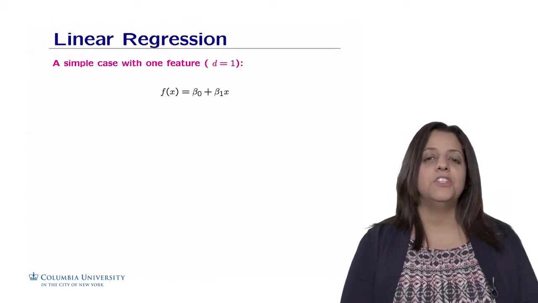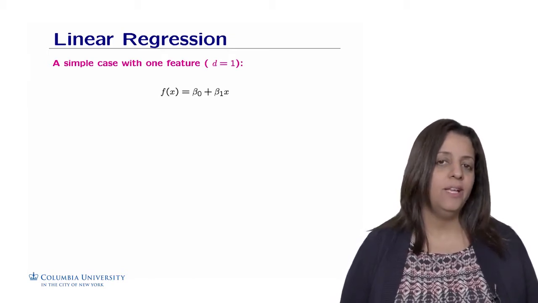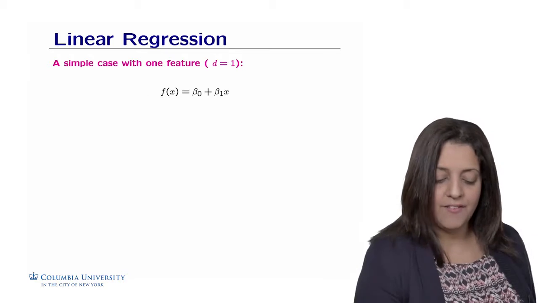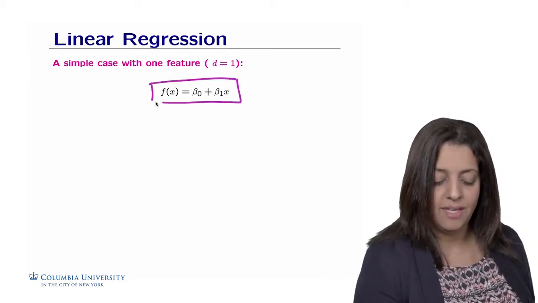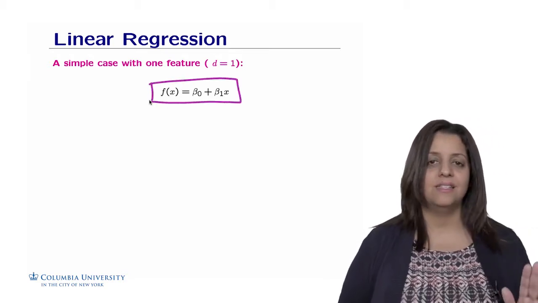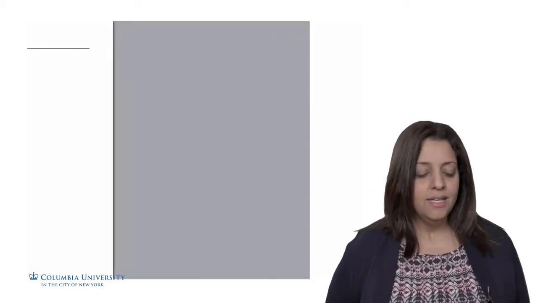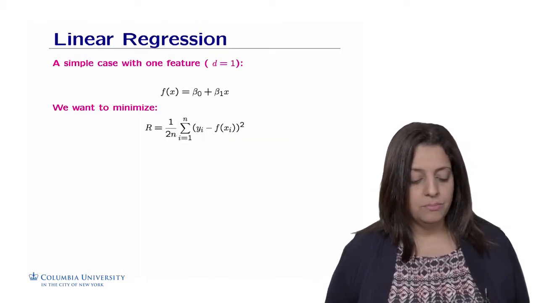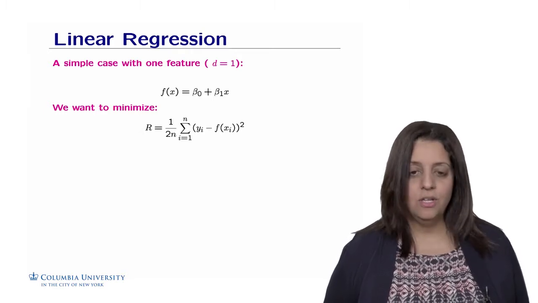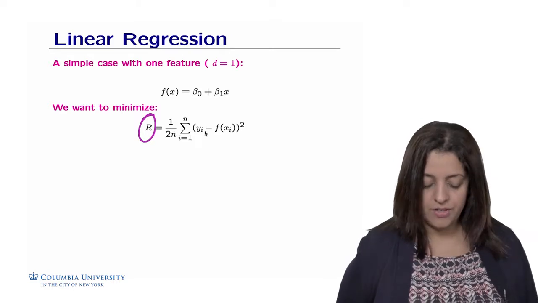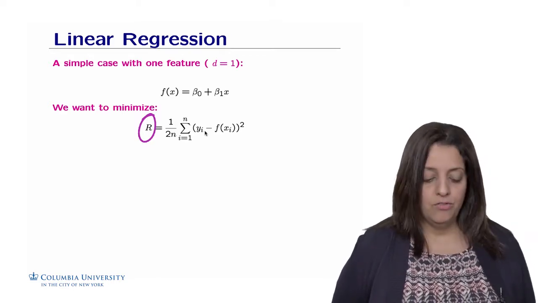Okay, let's take first the simple example when we have only one feature. So for one feature, as we have seen, we can write f of x as beta 0 plus beta 1 x. This is the equation of a line. We want to find beta 0 and beta 1, right? So we want to minimize the cost function or the risk R, as we said, which is the loss function over all examples.